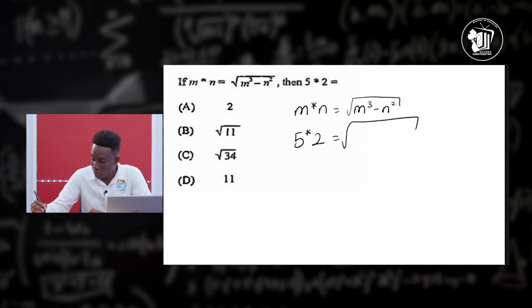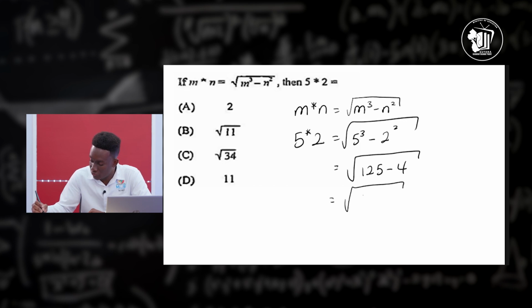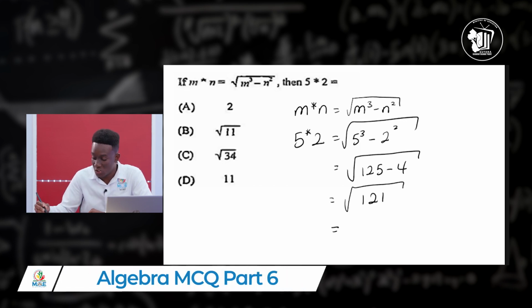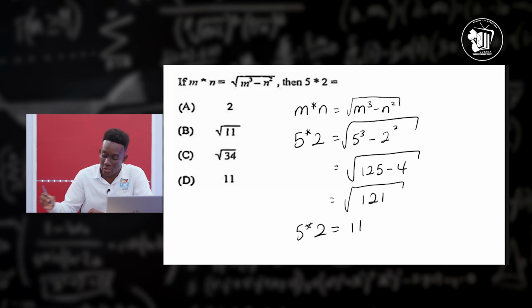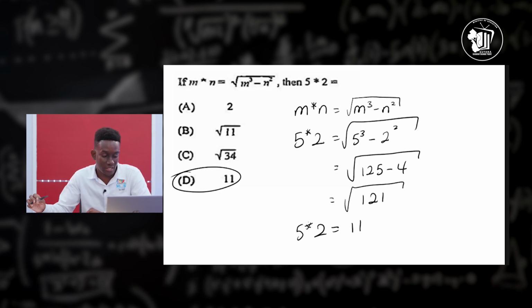This would be m cubed, which would be 5 cubed, subtract n squared, which would be 2 squared. So this would be the square root of, 5 times 5 would be 25, 25 times 5 would be 125, subtract 2 times 2 is 4. So this would be the square root of 125 subtract 4. That will give me 121. And then when I take the square root of 121, I know that will give me 11. So 5 asterisk 2 would be equal to 11 after you finish working it out. So our answer here would be D, as in dog.